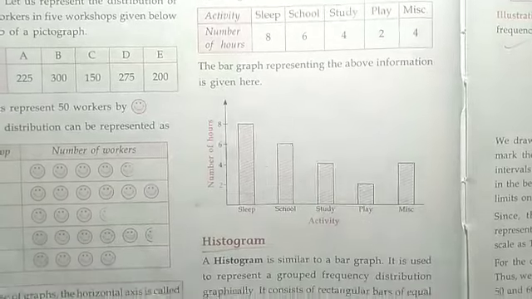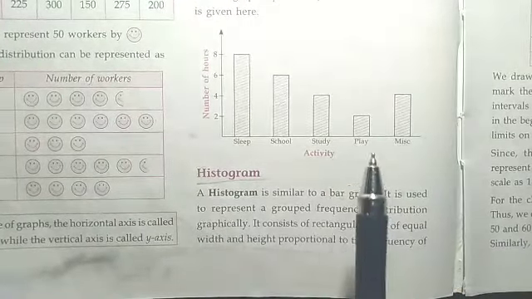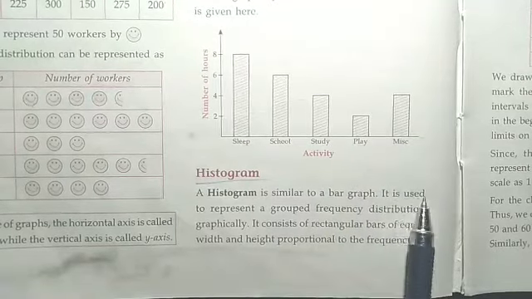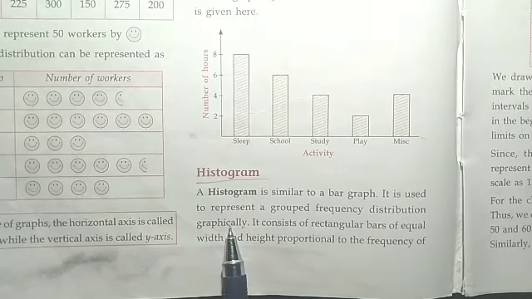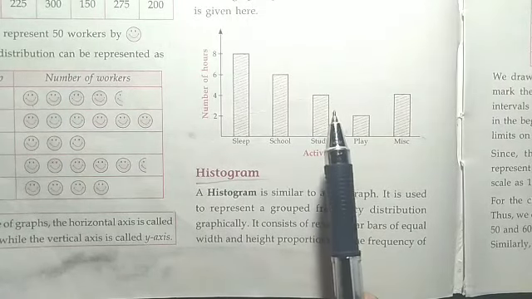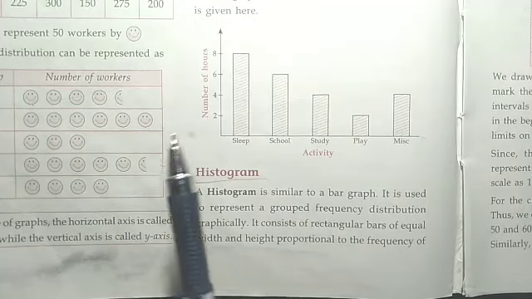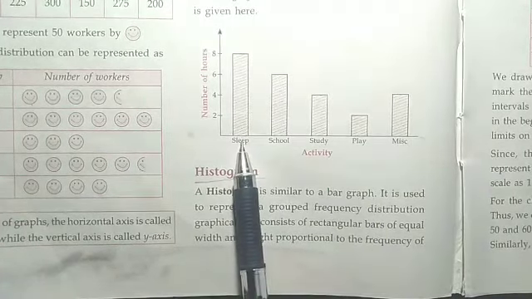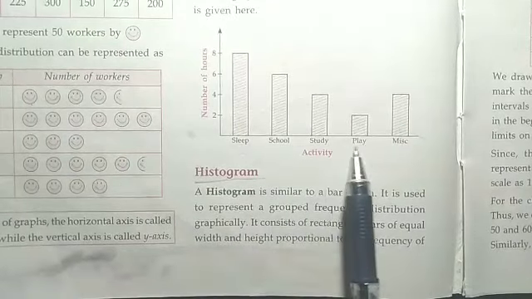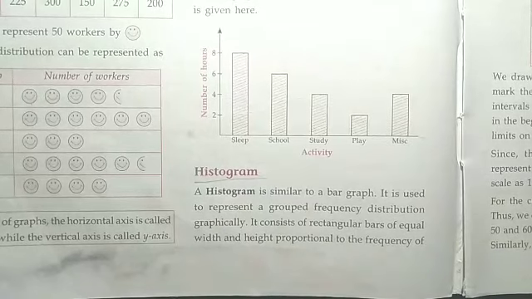Now the third one is a histogram. A histogram is similar to a bar graph. It is used to represent a grouped frequency distribution graphically. Pictograph and bar graph are for ungrouped data. Here the heads are given: sleep, school, study, play, miscellaneous, and the frequency. So that is ungrouped data.